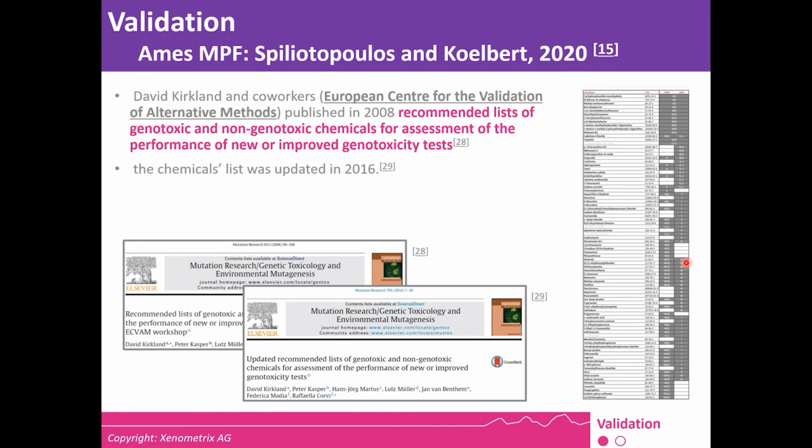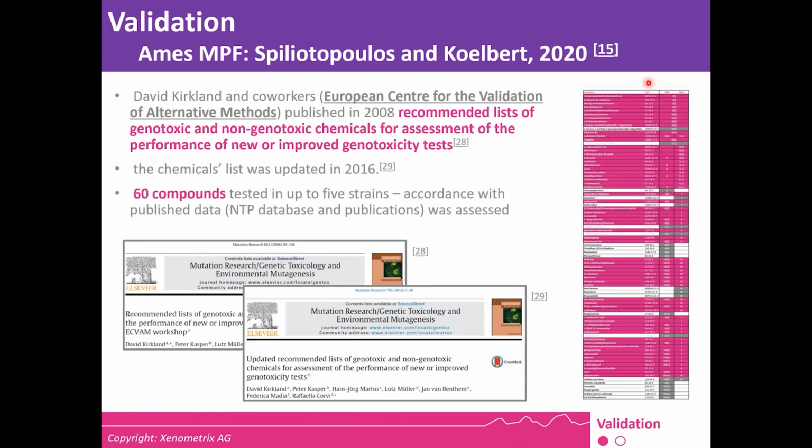We selected 60 chemicals from this list and tested them in up to 5 strains, because the Ames test, I should mention at this moment, can be performed in different strains that have been developed to identify slightly different frame shift or base pair mutations, which in turn gives you a fingerprint of what the mutagenic effect of your sample might be. What we did, we tested them, also in collaboration with Preditox, who performed some of the tests, and compared our data with the published data from the NTP database and from other publications where raw data were available.